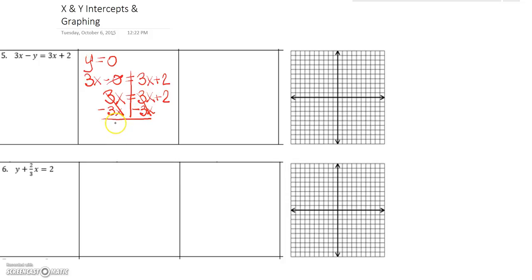So then on the left side, you end up with 0 equals, on the right side, all you have is 2 left. So since 0 is not equal to 2, that means we have no x-intercepts.